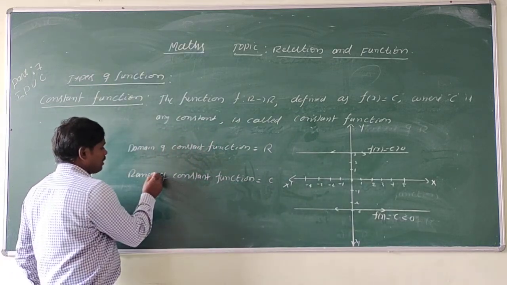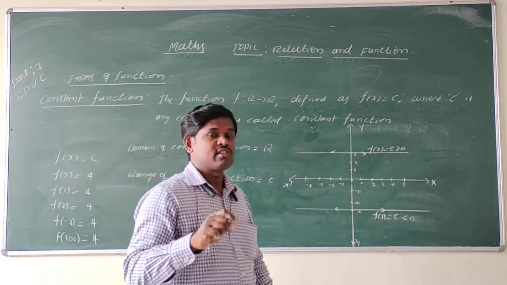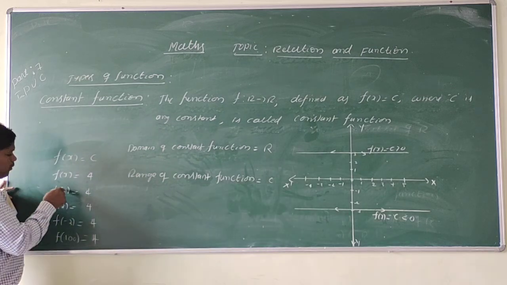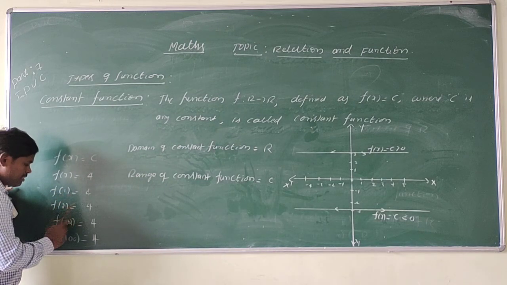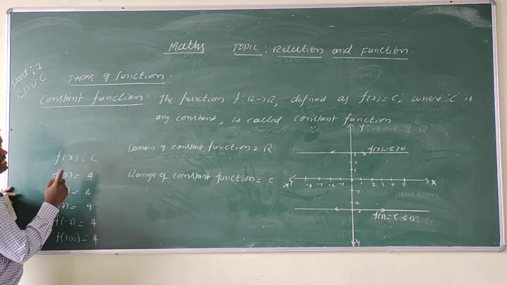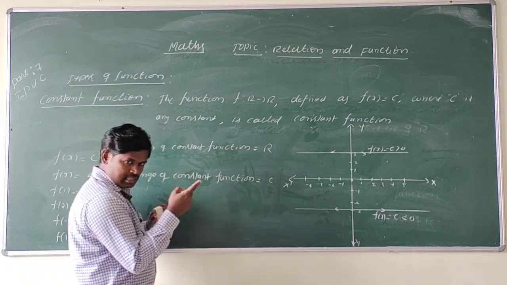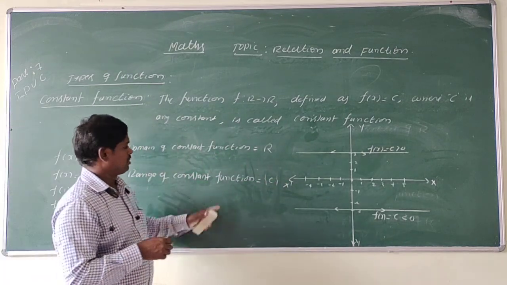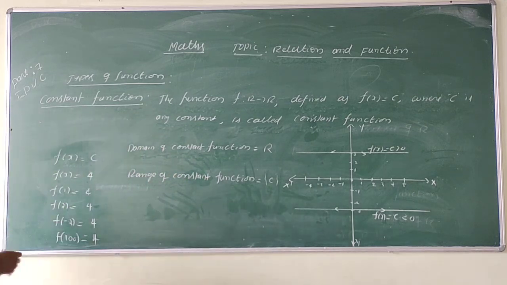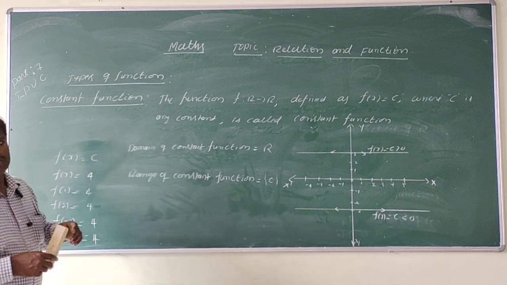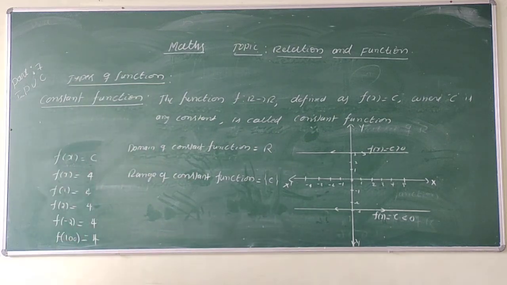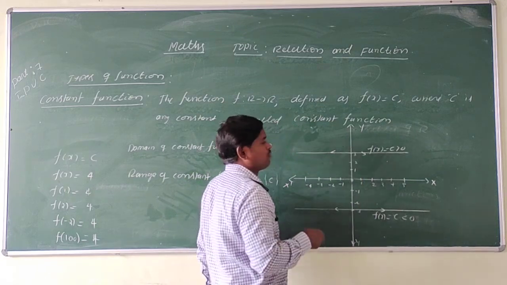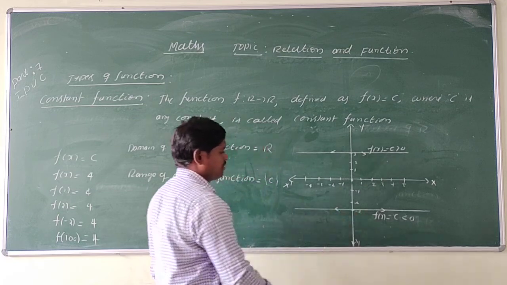Range is nothing but what? Range is also the set of all images of the domain. What are the images? Image of 1 is 4, image of 2 is 4, image of 3 is 4, image of 100 is 4. So the set of all images of the domain is {c}, and we must put it in braces. It is a set. So this is the range of a constant function. Is it clear? Any doubt? Write down c. I am taking just c, which may be 3, plus 3, or minus 3.